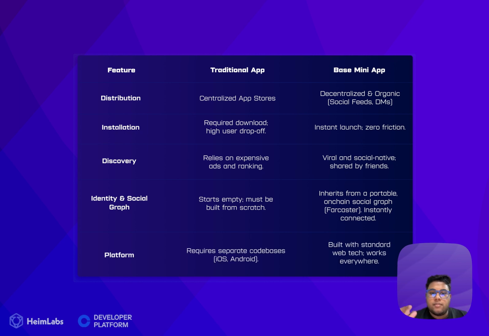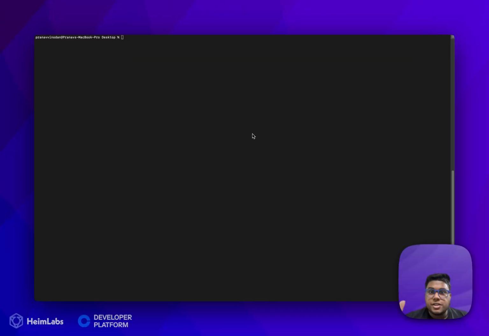Next comes platform, where traditional apps require separate code bases, like iOS code bases and Android code bases, but Base mini apps work with a standard website. So a website that you build for your normal browsers can work directly inside the Base mini app as well. This paradigm shift powered by OnchainKit and a social first mindset is what makes next generation user experiences possible. Talk is cheap, let's build.